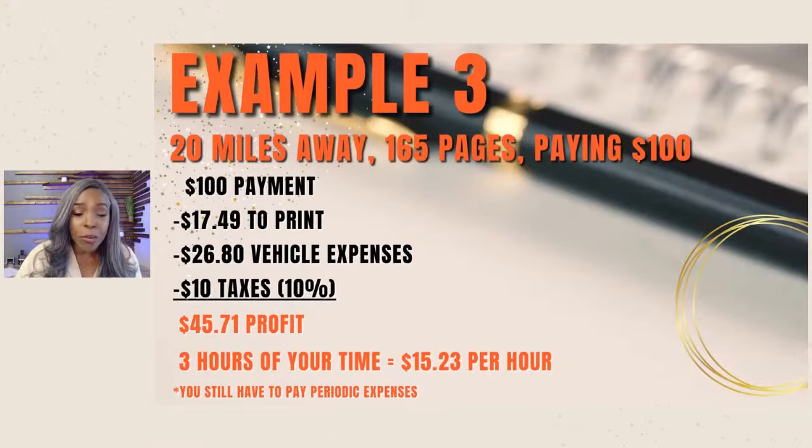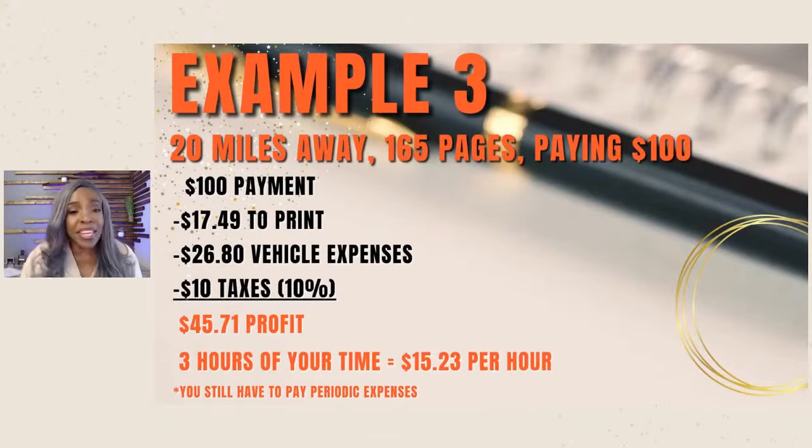But $100 payment, we're going to subtract from that $17.49 to print. We're going to subtract from that our $26.80 vehicle expenses. We're going to subtract from that our $10, which is 10% for taxes. So that leaves you with $45.71 in profit. Let's say again that this took 3 hours of your time. So that breaks down to about $15.23 per hour. And again, periodic expenses still have to come out of that. But yes, you are making a profit.